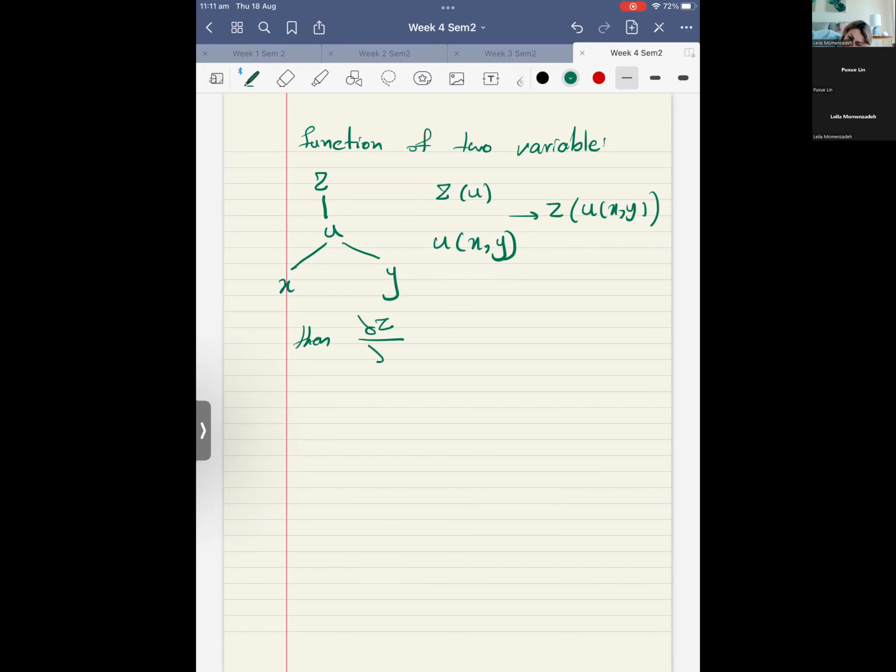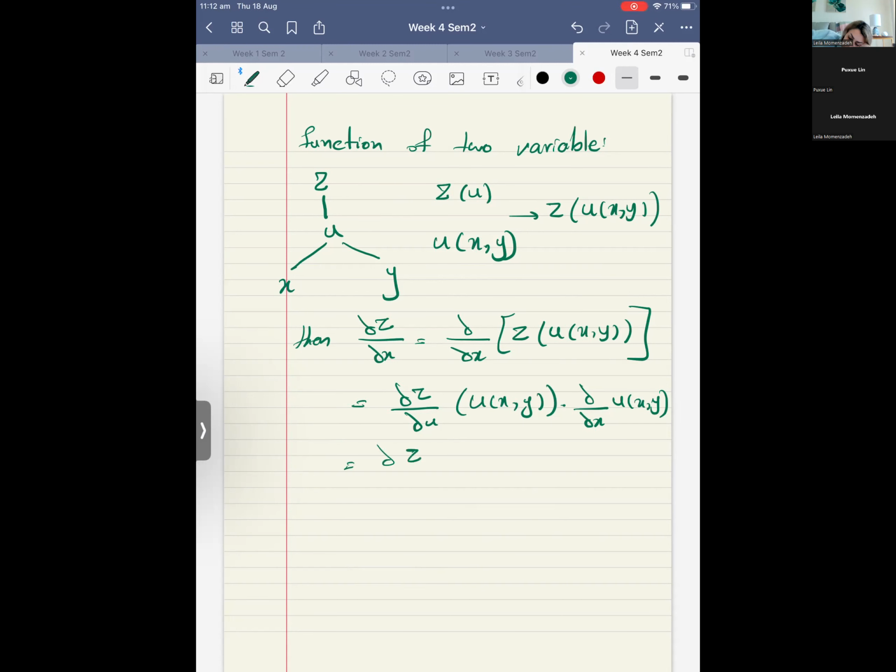∂z/∂x is equal to ∂z/∂u times ∂u/∂x. It would be equal to ∂z/∂u times ∂u/∂x.